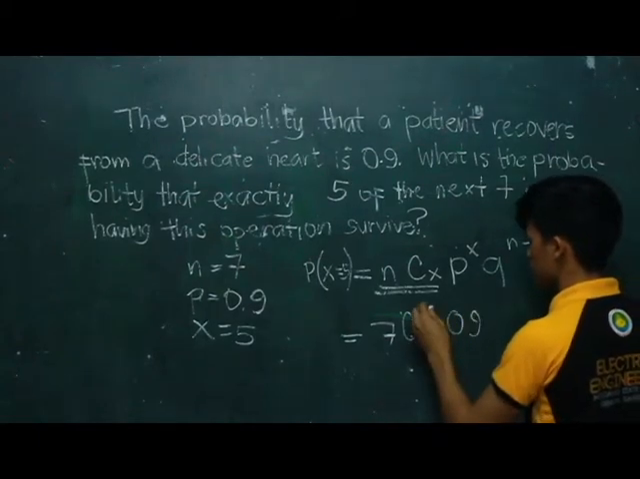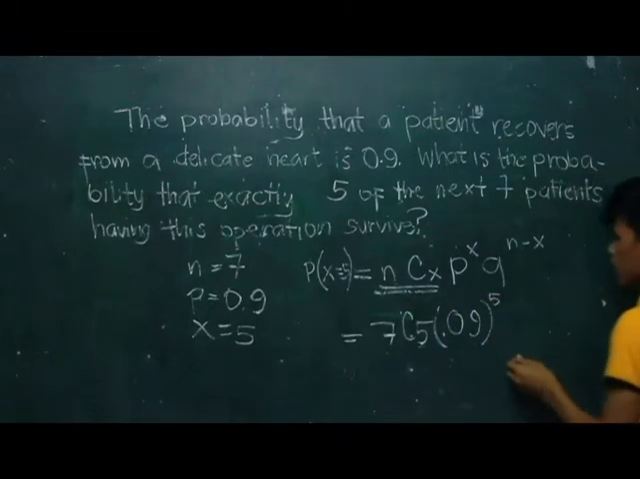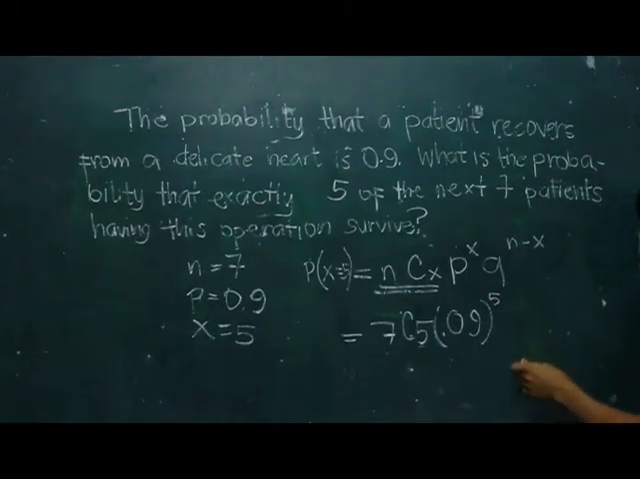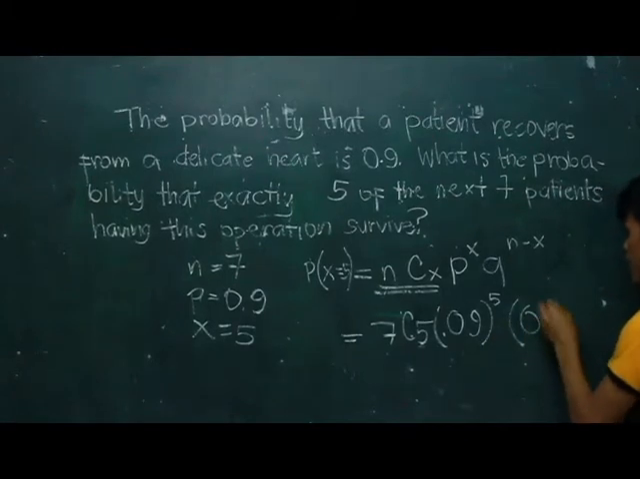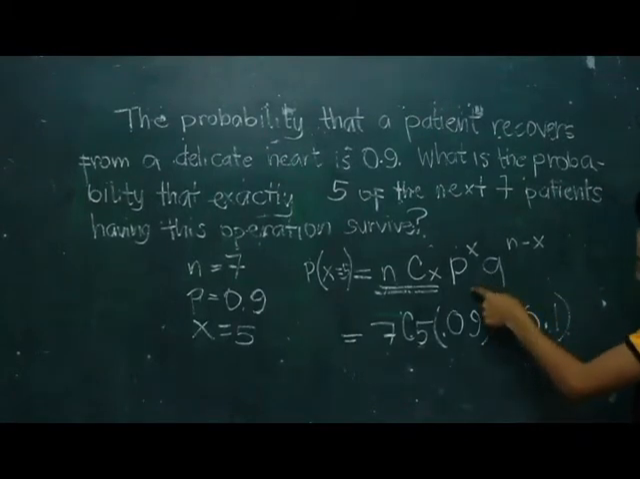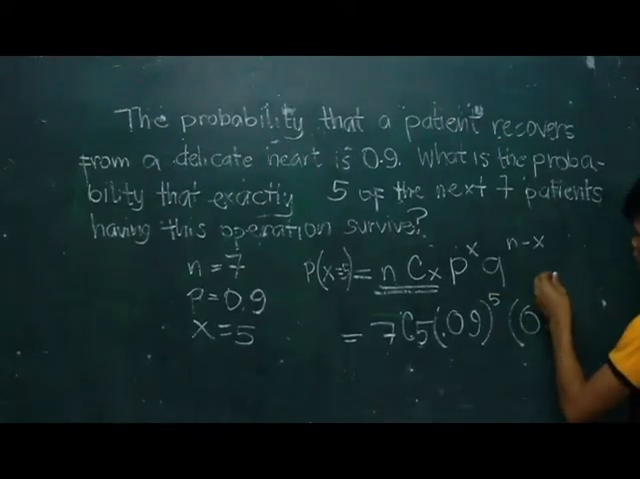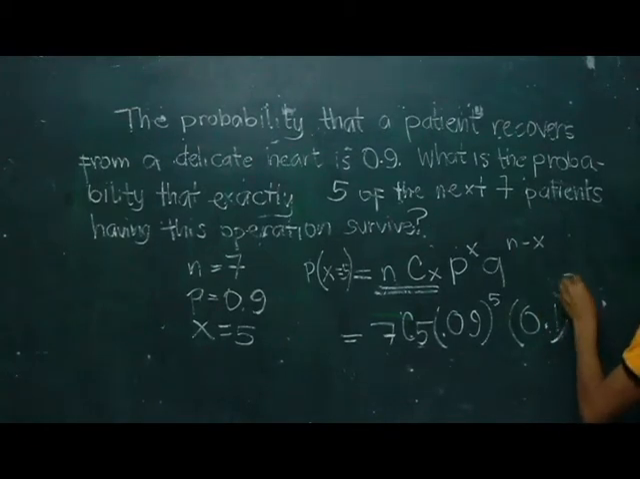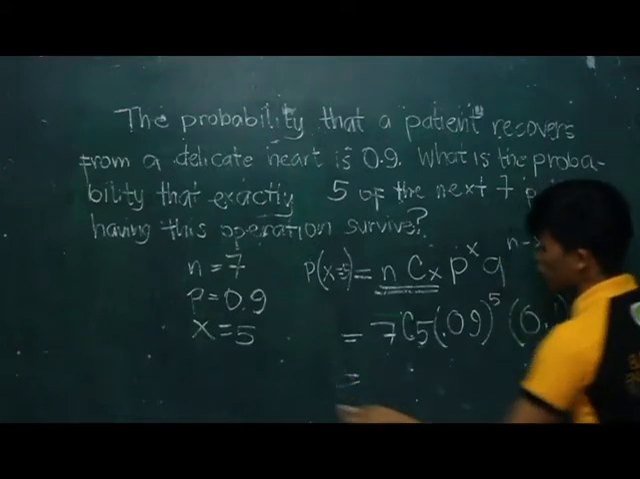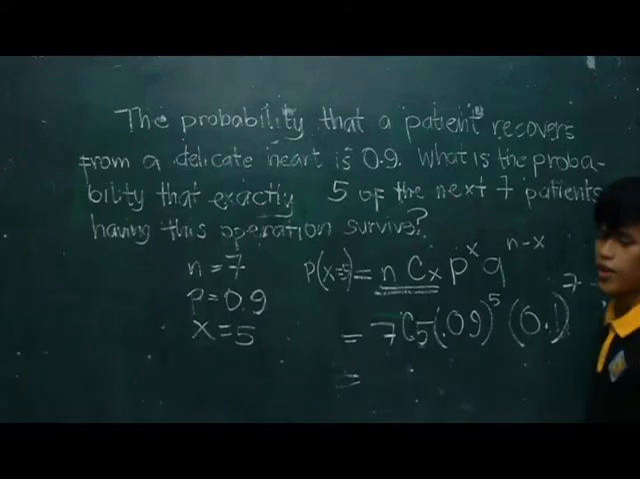raised to x, which is 5. We also have here the Q, which is 1 minus P. So we will have here 0.1 as the answer for our 1 minus P. So this is the Q now. We also have its exponent, which is 7 minus 5. So all in all, we'll just input this in our calculator.